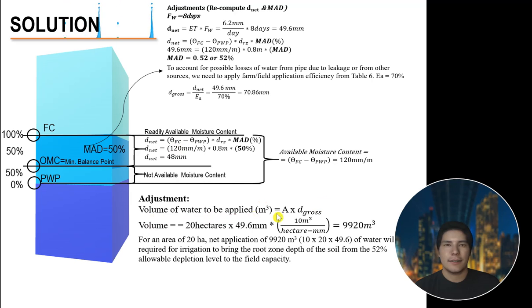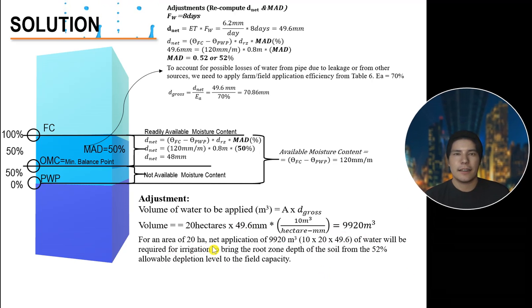Okay, so the volume of water to be applied, we have area times D gross. So papalitan mo lang yung kanina na 48 by 49.6. So ito na yung gagamitin natin, which is 9,920 cubic meter. So ibig sabihin, for an area of 20 hectares, yung net application of 9,920 cubic meter, 10 by 20 by 49.6 of water will be required for irrigation to bring the root zone depth of soil from 52% allowable depletion level to the field capacity. So ganito karami yung volume ng irrigation water na ilalagay natin sa 20 hectares na farm.